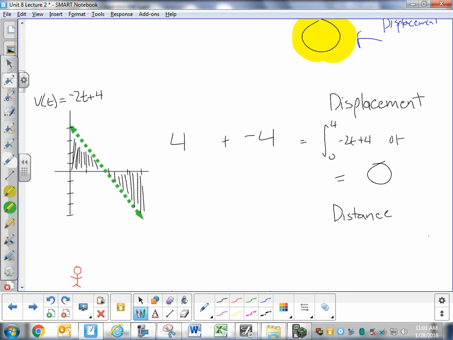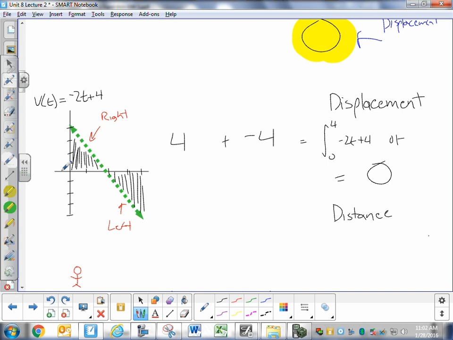I am traveling to the right when my velocity is positive. I'm traveling to the left when my velocity is negative. Who can tell me what my distance is going to be? 8 is correct.